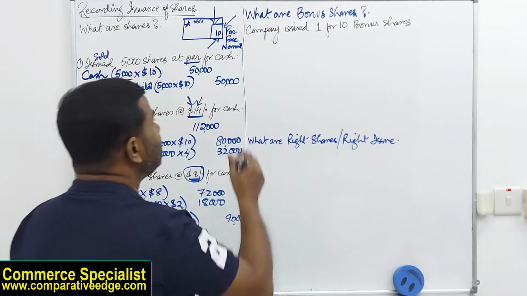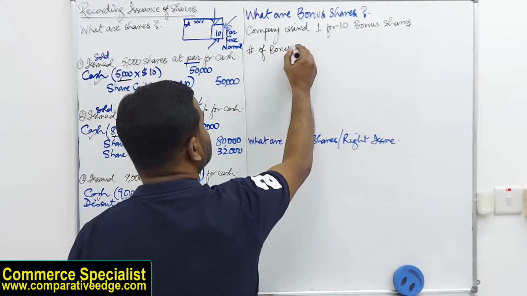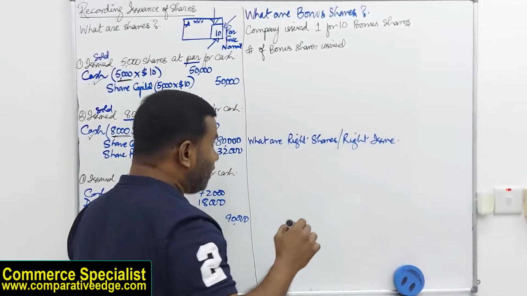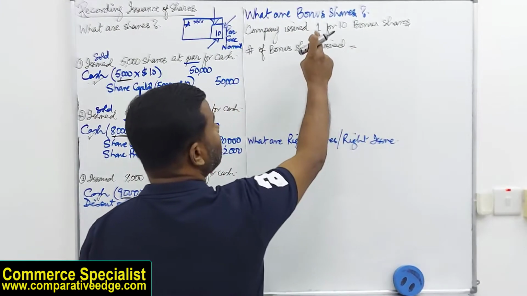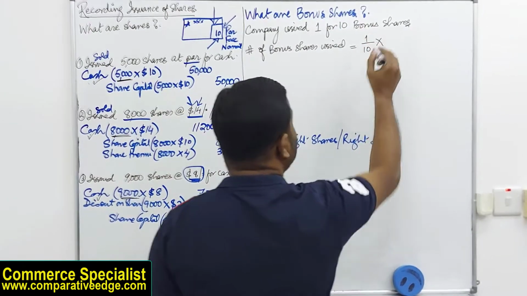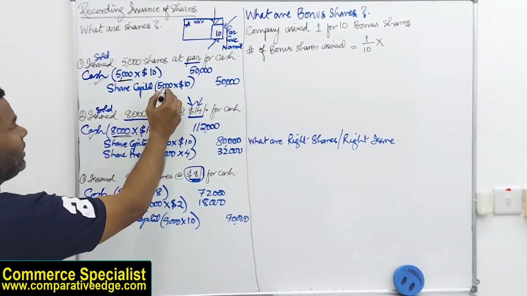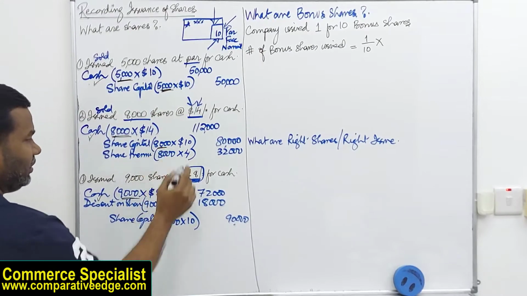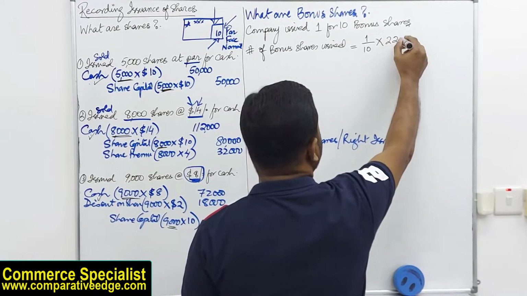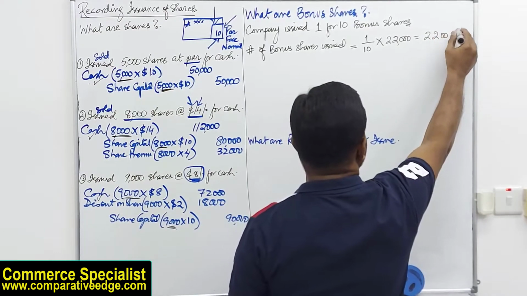So the very first thing is we need to know the number of bonus shares the company is issuing. So how do you calculate that? You make a fraction. When it says 1 for 10, you keep 1 in the numerator, 10 in the denominator, multiply by the shares sold already. You sold 5,000 shares. Can you see this? 5,000, 8,000 and 9,000. So when you add all of them, it comes to 22,000. And when you solve this, you will get 2,200 shares.